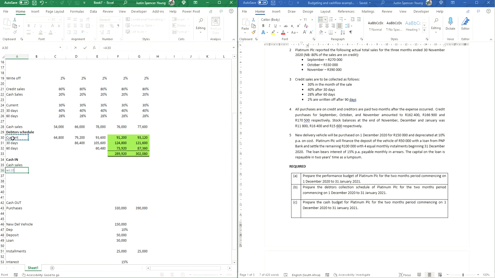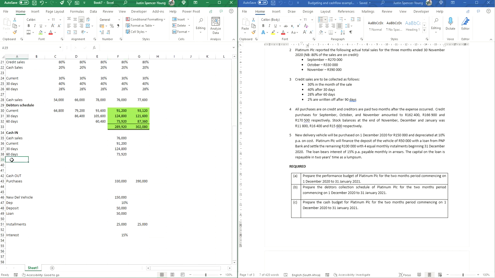We're going to have a current collection, a 30-day collection, and a 60-day collection. Those are definitely going to be true. This is an exact repeat of what's already here, but our debtors book is going to help us with our cash collection. There's a few other things too, because part of the cash in was that we got a loan from the bank, and that over here was this 50,000.